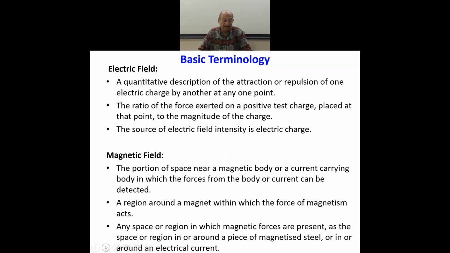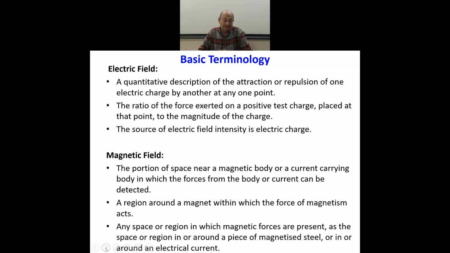So you can say again the force exerted by the two charges placed at 2 points. The source of electric field intensity is electric charge. That means when the charge is there, it gives you electric field. We'll do the classification of fields later.